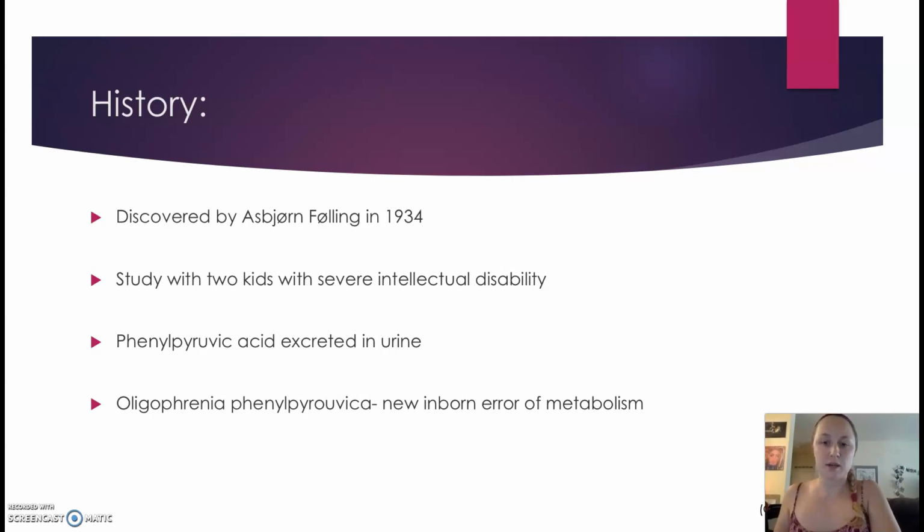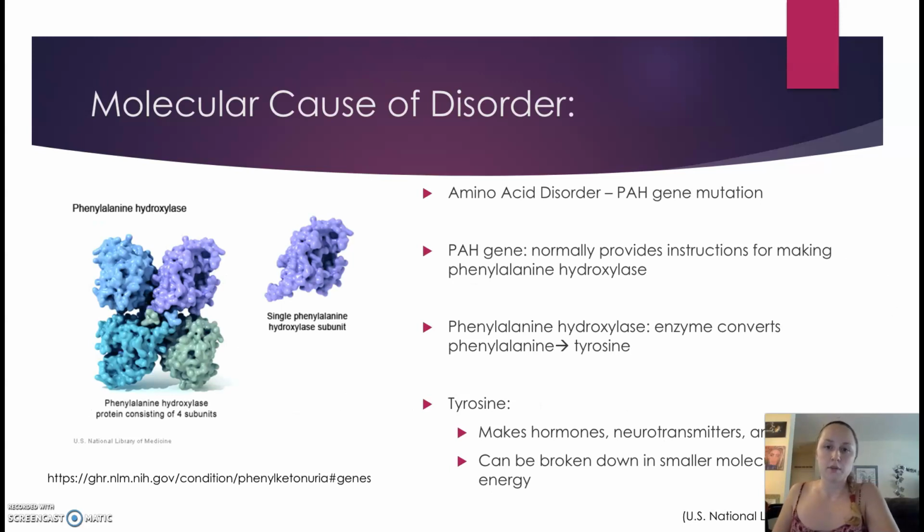So they originally described this as oligophrenia phenylpyruvica, and that was a new inborn error of metabolism. And they later renamed this phenylketonuria. And up till this point, no other inborn error of metabolism had been shown to affect the brain until this disorder. So the molecular cause of this disorder, it is an amino acid disorder.